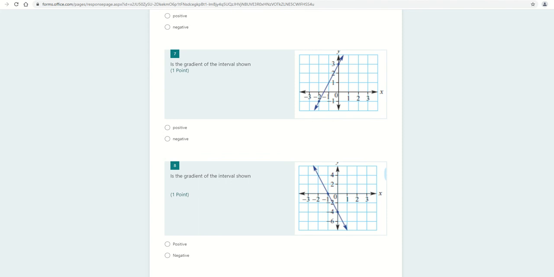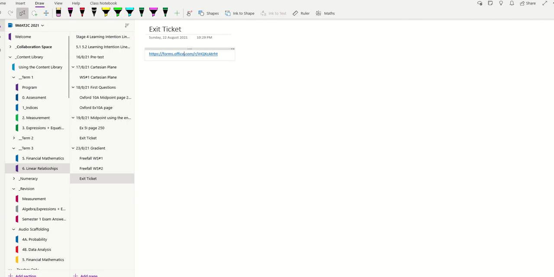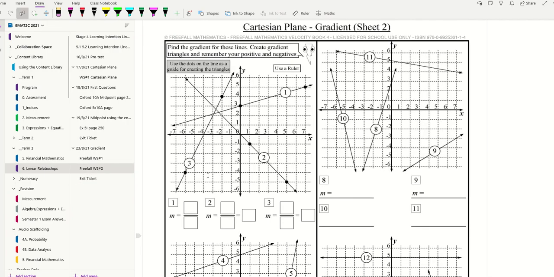If you get through all that and you are looking to do a bit more, these ones here are ones you should have a look at, because these ones here you've actually got to draw your own triangle. So at least that'll give you some practice in drawing your own triangle as well, and then counting the squares, etc. Okay, so that's what I'll get you to do today.